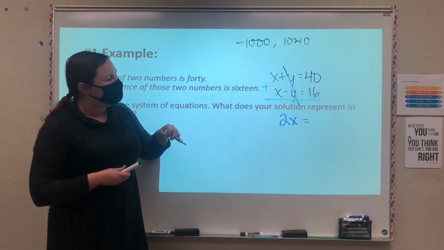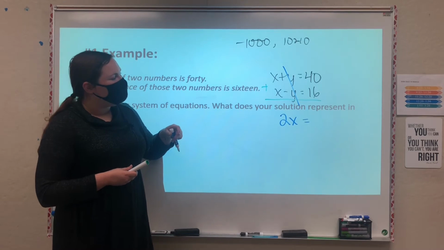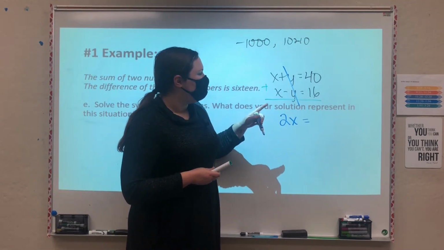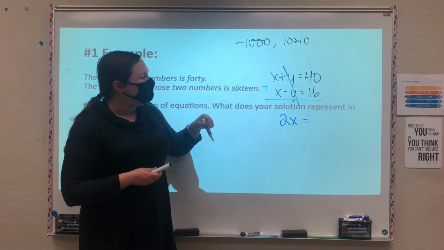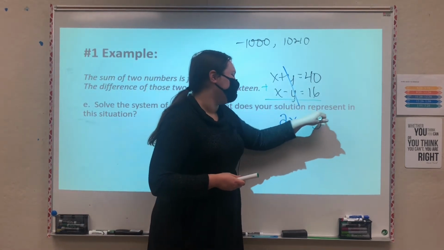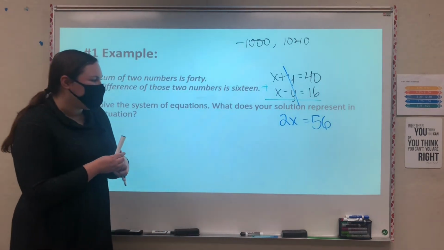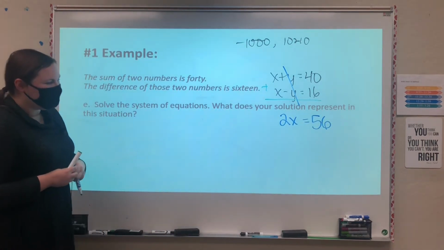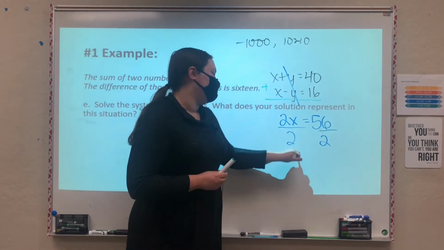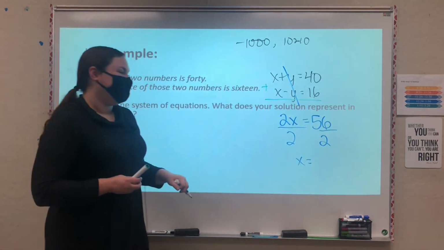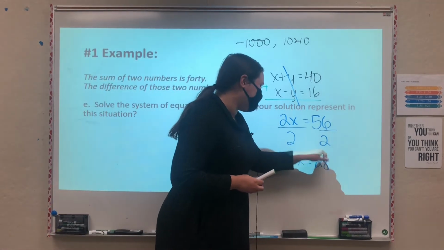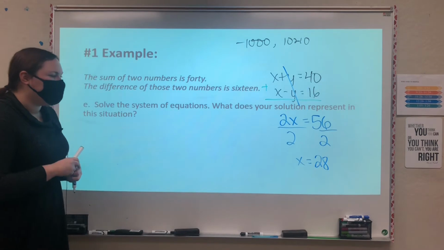40 minus 16 would be 24. 40 minus 16? Where's the minus sign coming from? Oh wait, so no, it would be 56. Yeah, 40 plus 16 gives us 56. So we get 2x equals 56. Then divide both by 2. It would be x equals 28. Nice mental math. Yep, 28. What did we figure out right there?